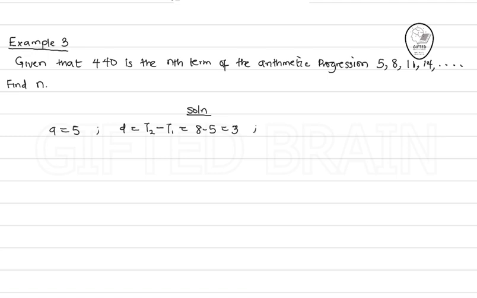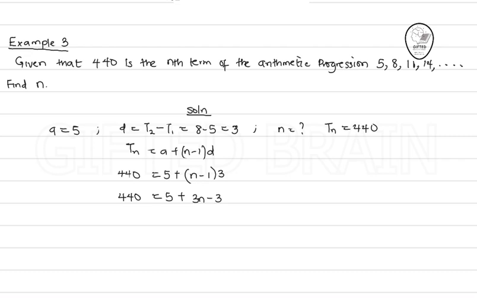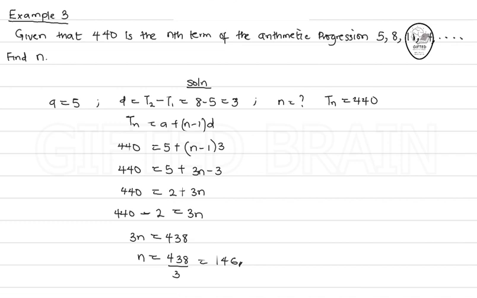Okay, so on and on, we don't know our n for this question, but we know our Tn. Our Tn is given in this question to be 440. So we can use the formula Tn is equal to A plus (n minus 1) D. Put in the values given to us, and we look for n here. So our n will give us 146. So that's that. Let's take example 4.